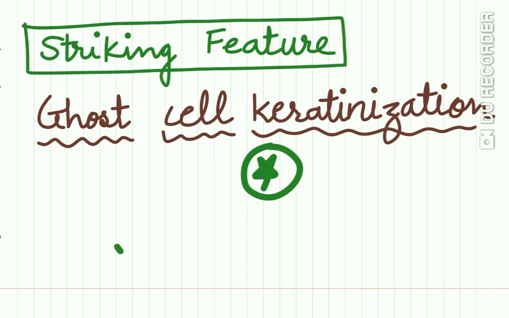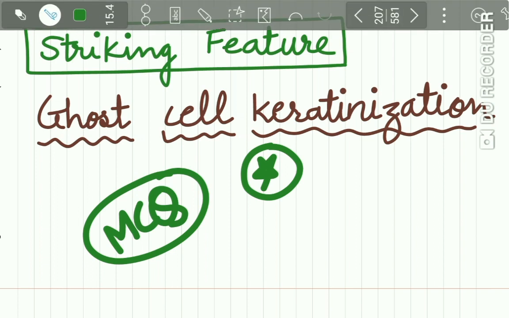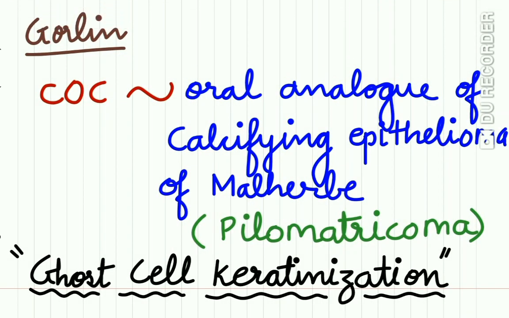So remember, a most important striking feature of COC is ghost cell keratinization, which is a histopathologic feature. What is ghost cell keratinization? We will see in later part of this lecture. Now, Gorlin also suggested that the COC is nothing but an oral analog of the calcifying epithelioma of Malherbe or the pilomatricoma, which is a well described lesion of the skin.